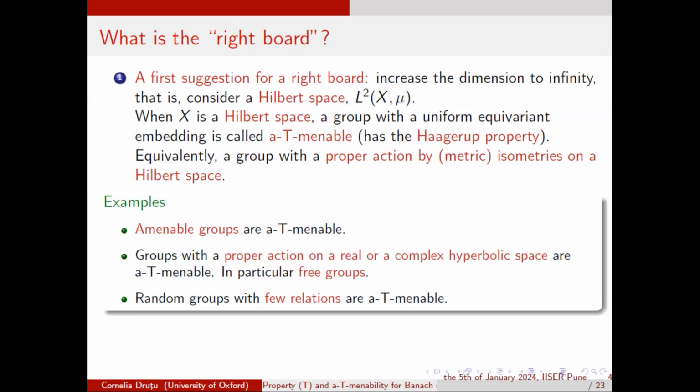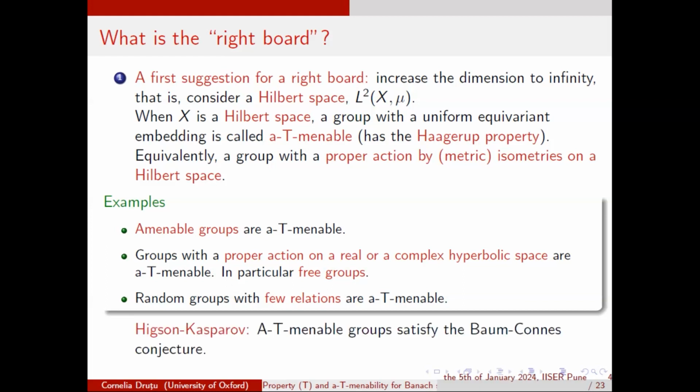And just to show you that if we do have such a representation, then it's great news. It's a result by Higson and Kasparov that a-T-menable groups satisfy the Baum-Connes conjecture. So the same trick from combinatorics and optimization works here as well. If the groups are representable well on a nice enough board, then we can say things about them.